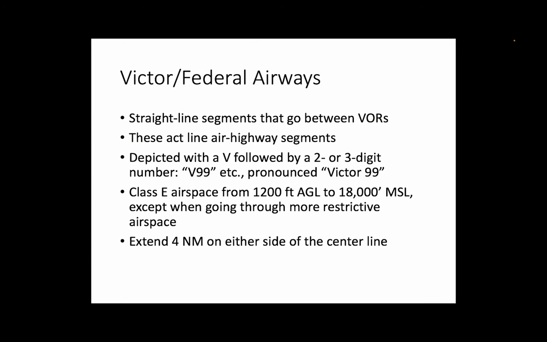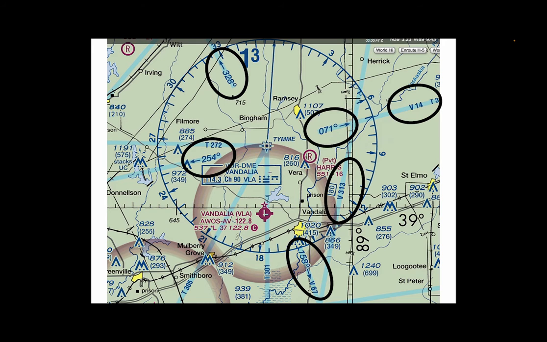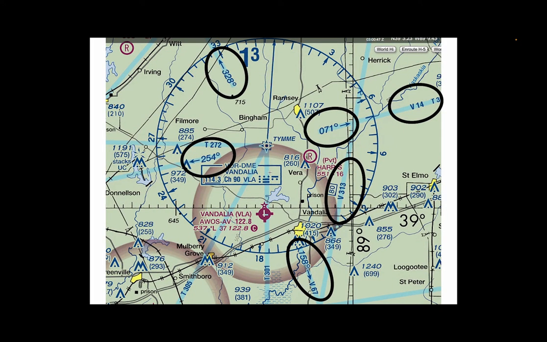Victor Airways or Federal Airways, these are straight line segments that go between VORs, and these act like air highways. Again, let's just jump right into the charts. So here is again one of these VORs, these navigation aids. You see there's a slightly different symbol in the center there. But emanating from the center, you've got all these light blue lines, and these are these Victor Airways. Now you'll notice that each one of these airways has a degree, a symbol saying what the orientation of that airway is. You see the name there, V14, V313, so on and so forth. And so these are just air highways.